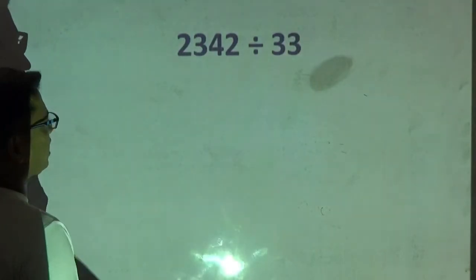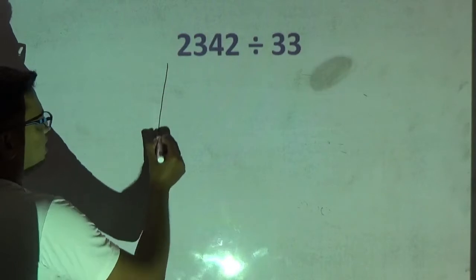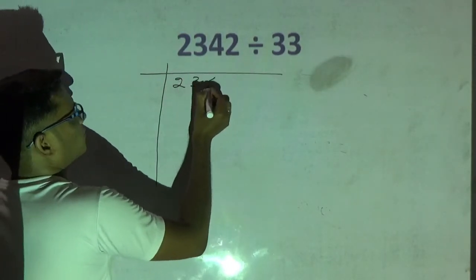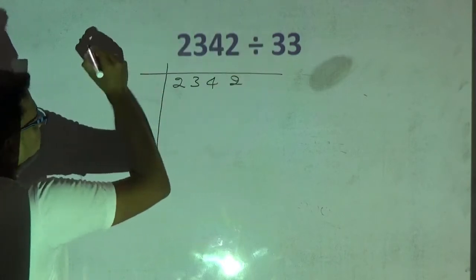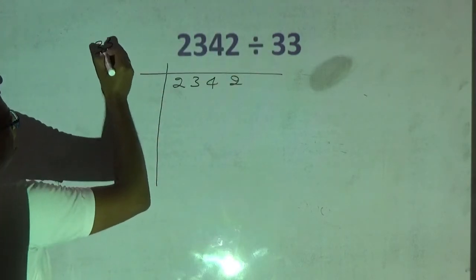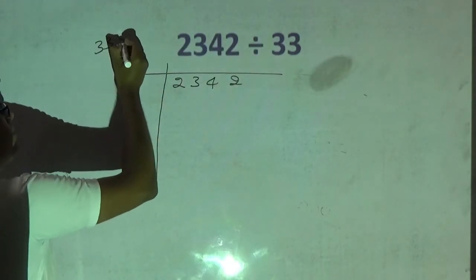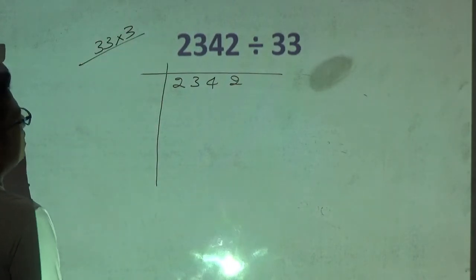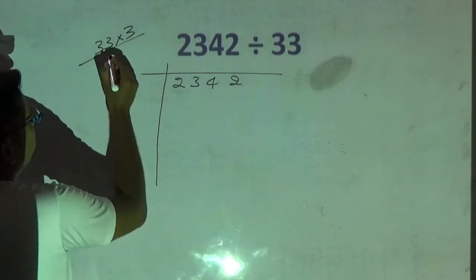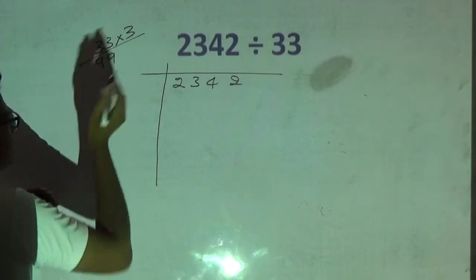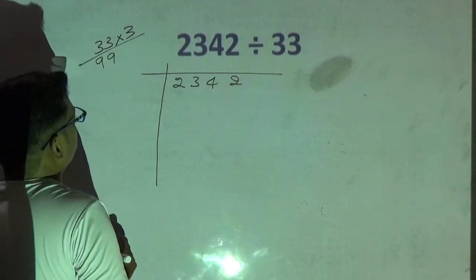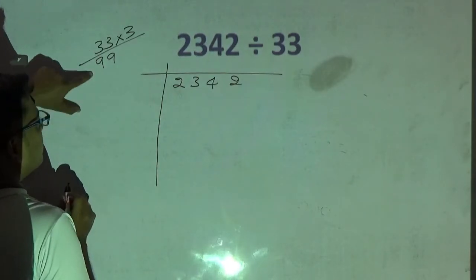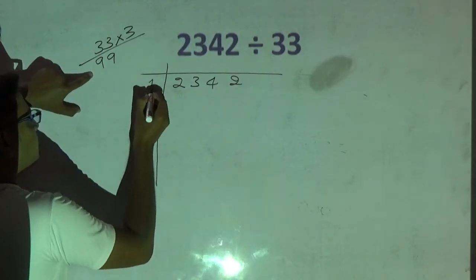2342 by 33. I am dividing 2342 by 33. See, 33 is not near to 100. So I will make it near to 100 by multiplying by 3. What I will do? 33 I will multiply by 3. It will become 99. So 99 is near my 100. Okay. Now, for the 99, what is the base? Base is 100. 99 is below base by 1.